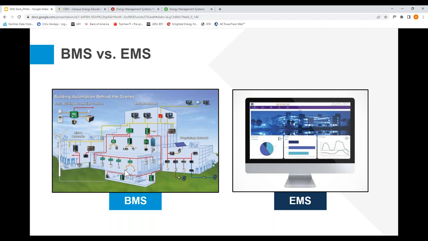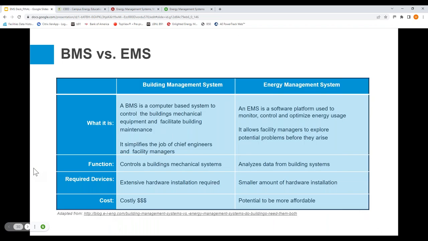And that's where the power of the EMS comes into play. It could be looking at the exact same data as the BMS, but hopefully we're analyzing it and displaying it in a way that can provide us something that we could take action on. Go ahead to this next screen.